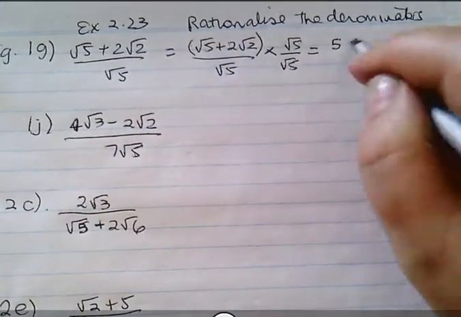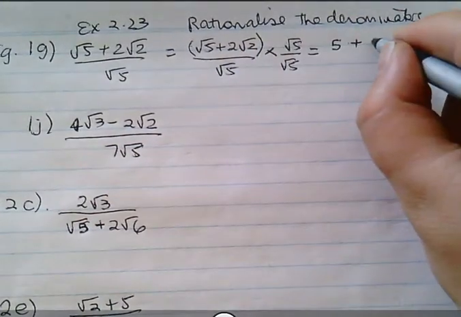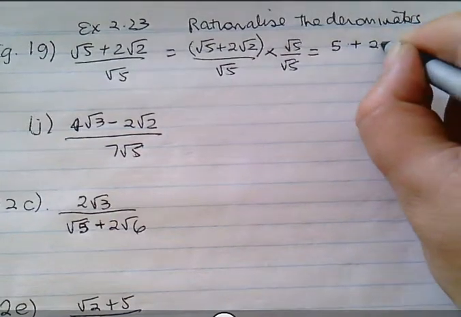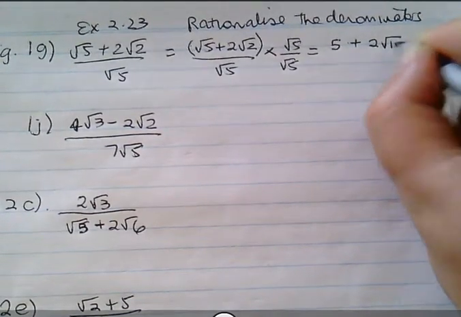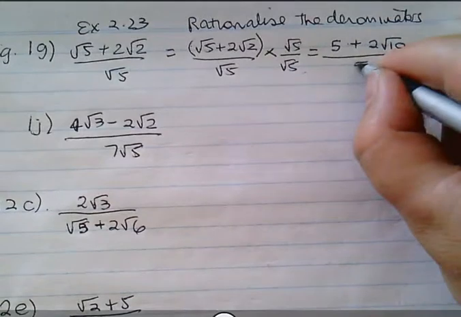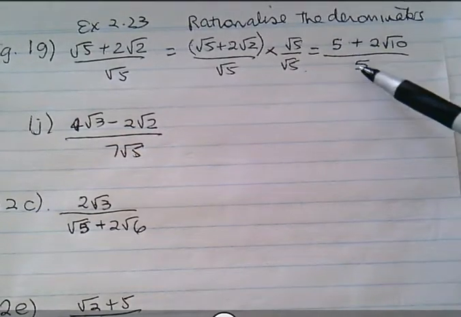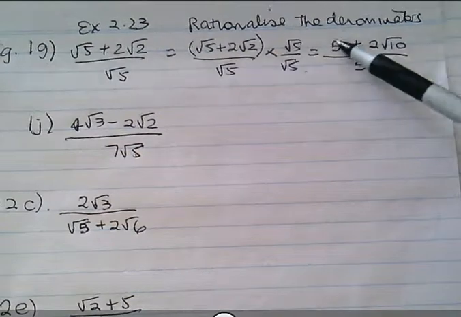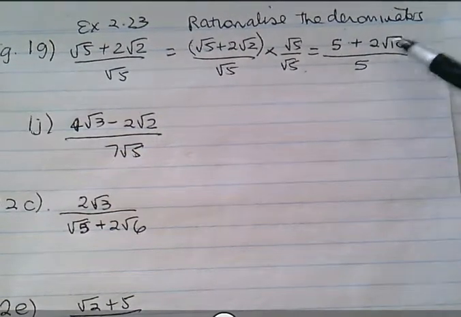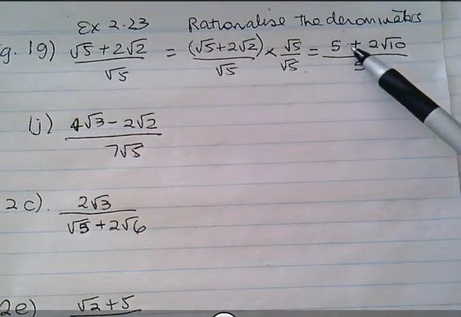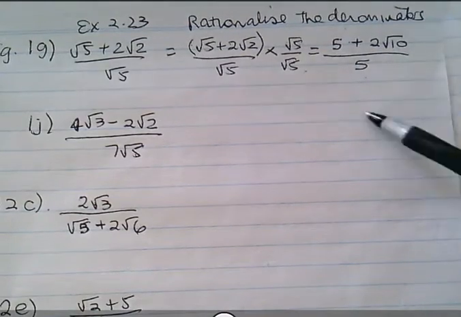Root 5 times root 5 is 5. Root 5 times 2 root 2 is, what? 2 root 10 over root 5 times root 5 is 5. Now, we look at it and we see whether we can simplify it or not, and we cannot. You cannot go 5 divided by 5 is 1, because it's 5 over 5 plus 2 root 10 over 5. Because there's a plus sign here, don't even think about cancelling.